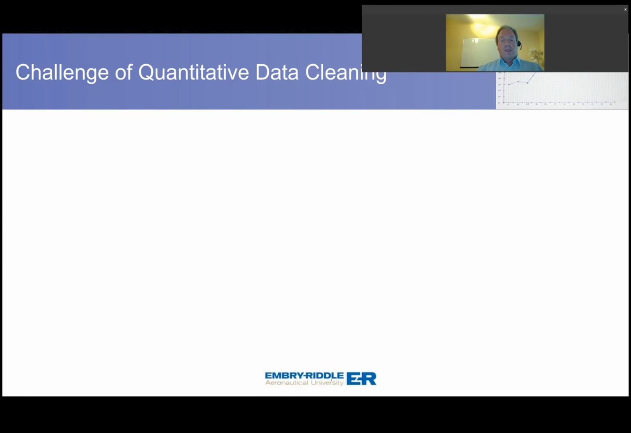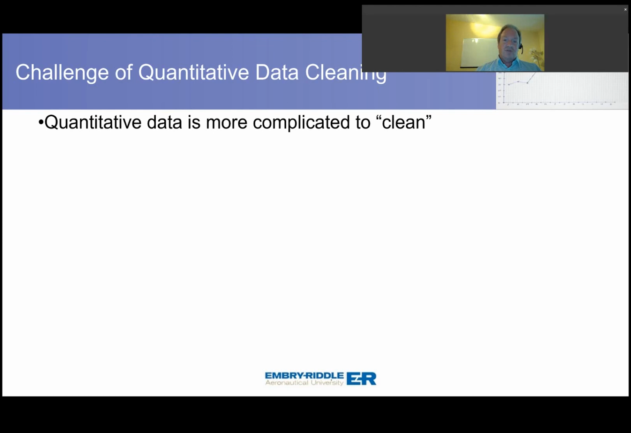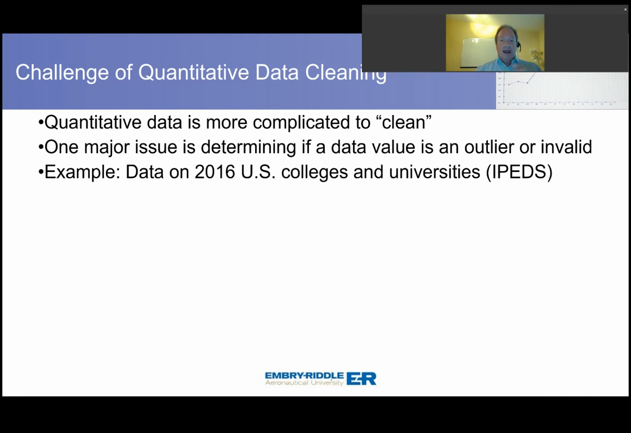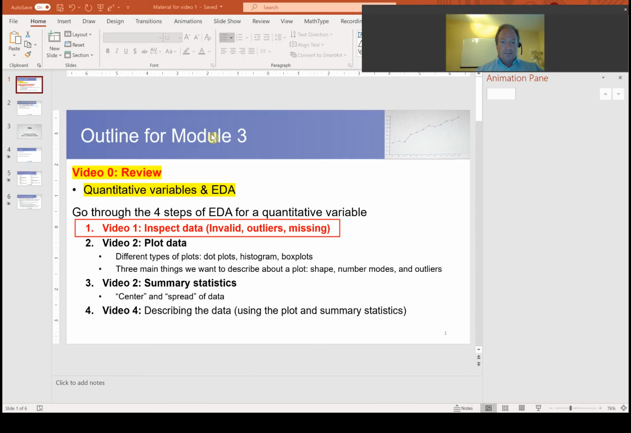Okay, so why is this so hard? I mean, we talked about categorical, and categorical was kind of trivial to clean, right? Quantitative, not so trivial. And let me try to explain why. One issue that comes up a lot with quantitative data, especially when you are looking at large data sets, is this issue of whether a data value is an outlier or invalid. And I'm going to show you this example from this data set that you downloaded called iPads. And I'll give you a little bit of context on this, okay?